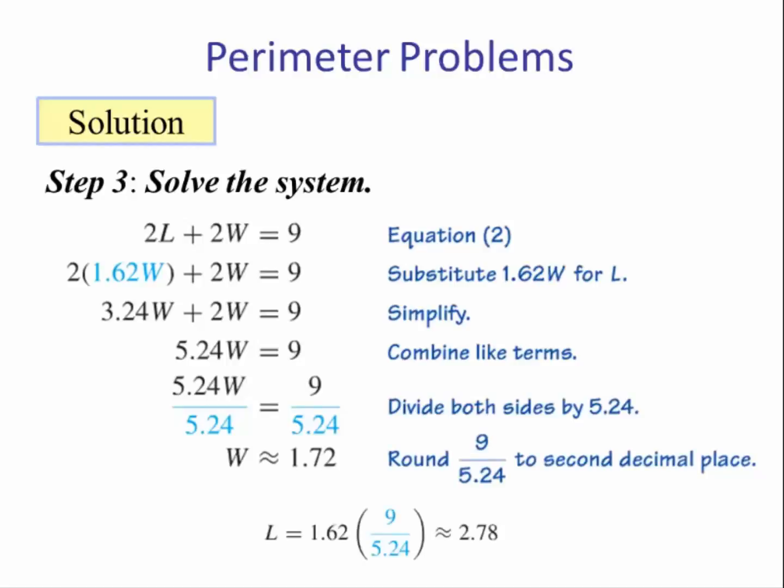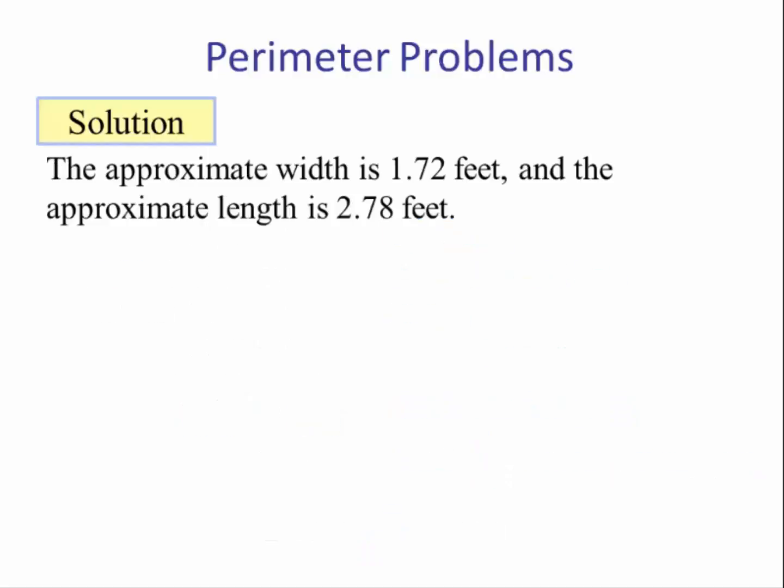To find L, we go to the first equation, we substitute 1.72 for W, and we get L is approximately equal to 2.78. So the width is about 1.72 feet, and the length is 2.78 feet.